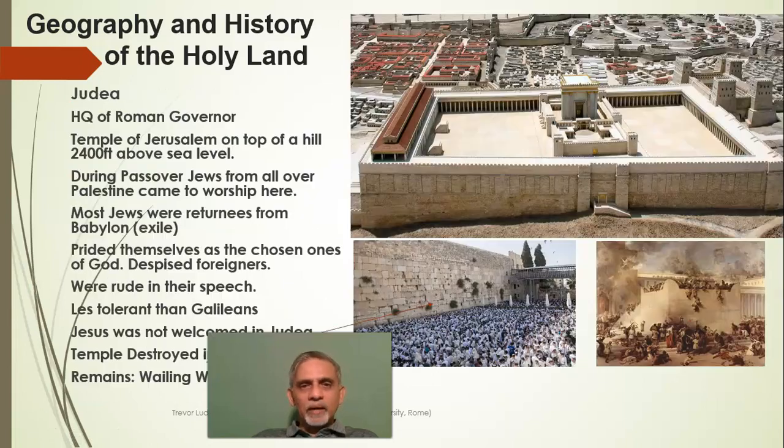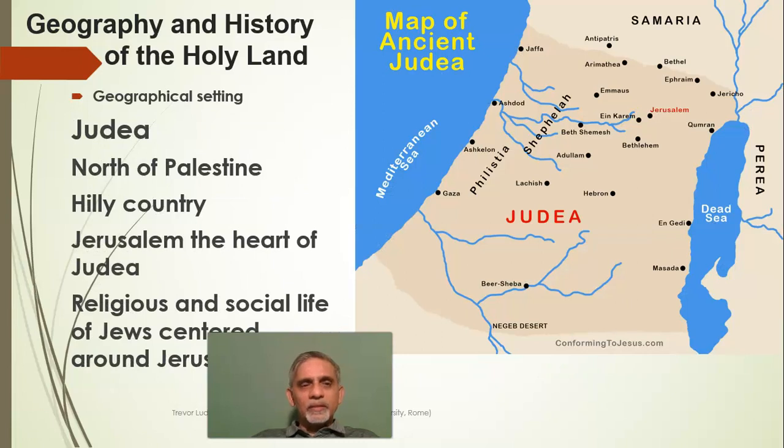And then we come to the third part, which is Judea. Judea is the north of Palestine. It's a hill country, north of current Palestine. And Jerusalem is the heart of Judea. Find Jerusalem. Where is Jerusalem? Here you are. This is Jerusalem in the heart of Judea. Right. This is Samaria. Can you see the difference in this color? Yeah. And the religious and social life of Jews centered around Jerusalem. That's why the Jews go up to Jerusalem to the temple, the Jewish temple at that time, an important part of their pilgrimage.